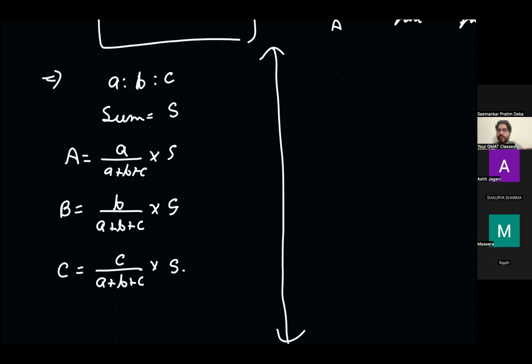Is this clear to everyone, class? This is the first method of simplifying ratios. What is the second method? The second method is just utilizing the fact that a ratio can be multiplied by any number.